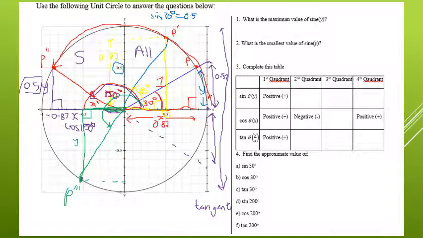But why is tan positive? Because if I extend this line where P is until it hits the tangent line, way over here, I get a positive value for tangent. So only tan is positive in this quadrant.